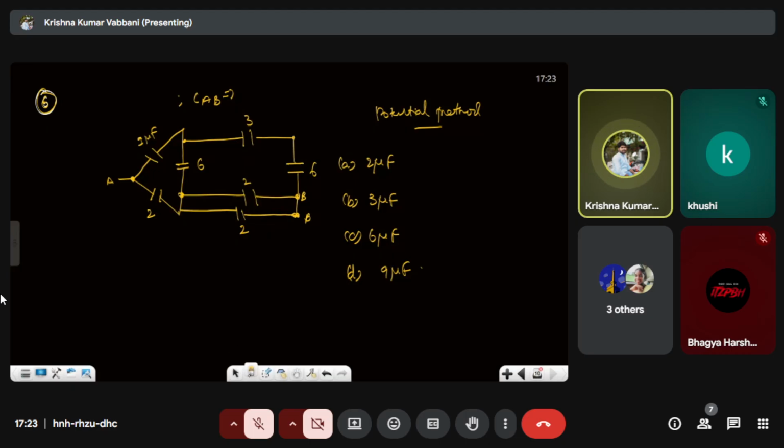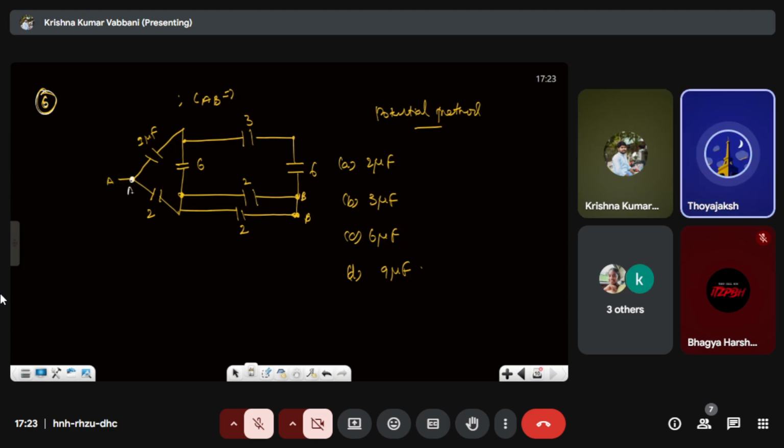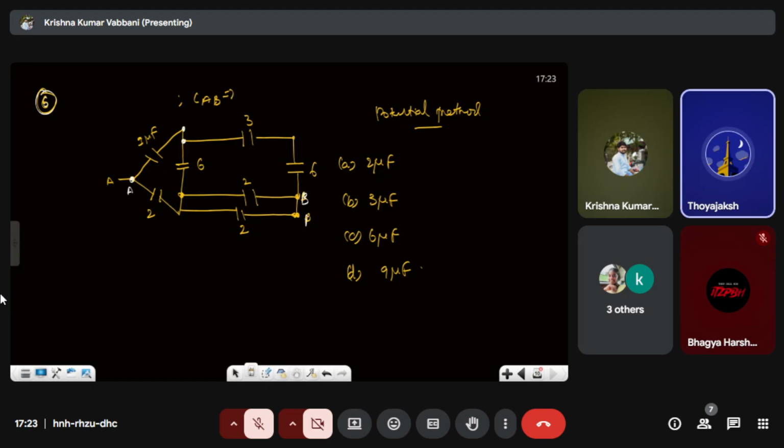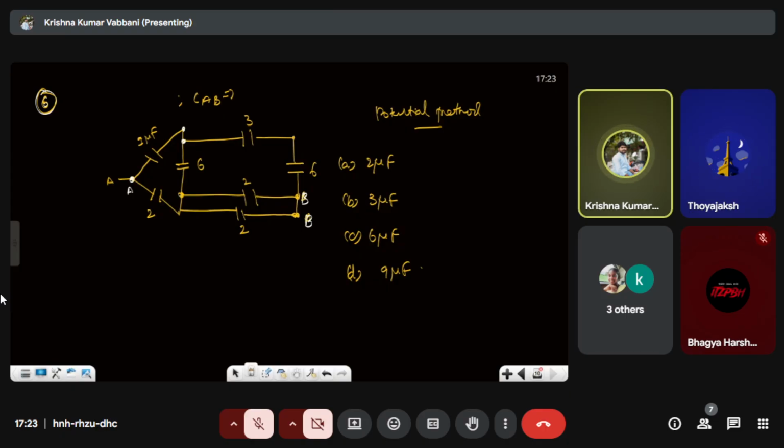Don't get confused with this one. Here A comes, but here A does not come. Okay, here B comes. Yes. Look at the chart. Yes, I will see. Chart box.